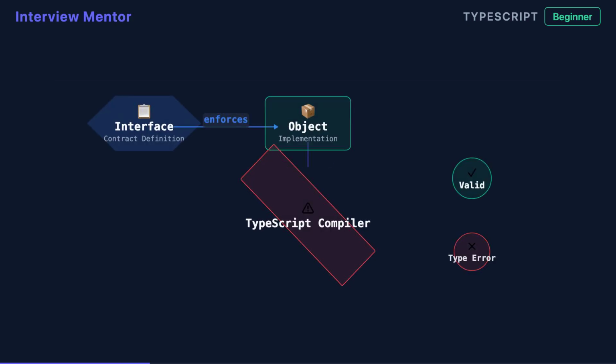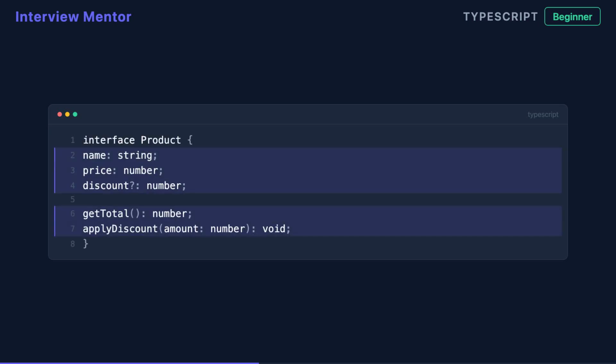Interfaces define a contract that objects must follow. When you declare an interface, any object implementing it must include all required properties with matching types. This contract is enforced at compile time, catching errors before your code even runs. Interfaces can define both properties and method signatures. You can specify property names with their types, optional properties with a question mark, and even function signatures that describe what parameters a method takes and what it returns.